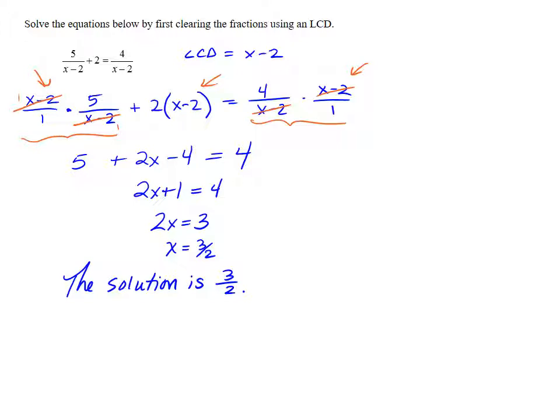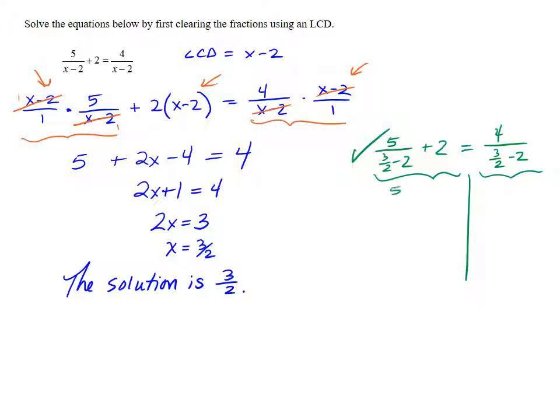We should check that to make sure we haven't missed anything. So when I put 3 halves into the left and the right side of the equation, I'm going to get 3 halves minus 2 in the denominator with 5 in the numerator, plus 2 on one side of the equation, and on the other I get 4 over 3 halves minus 2. Now here we have fractions within fractions. Just take your time simplifying each fraction independently. We're going to do the left and the right separately.